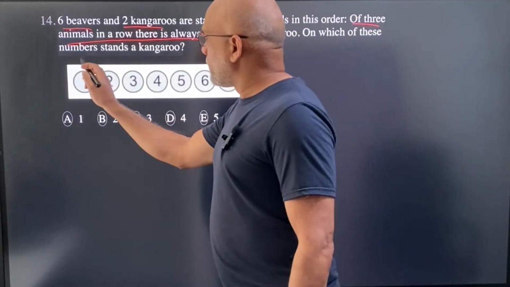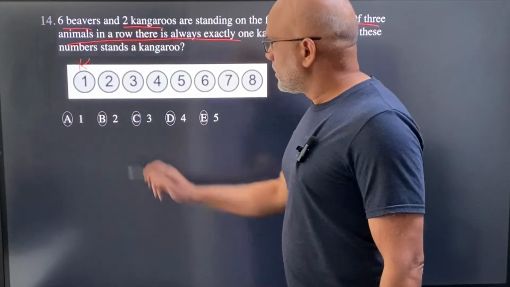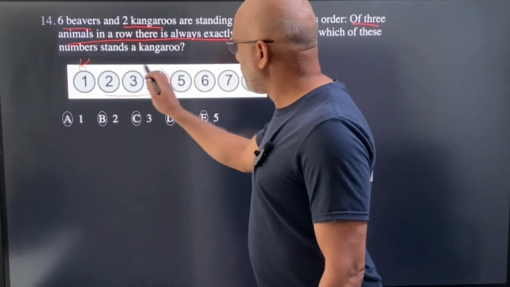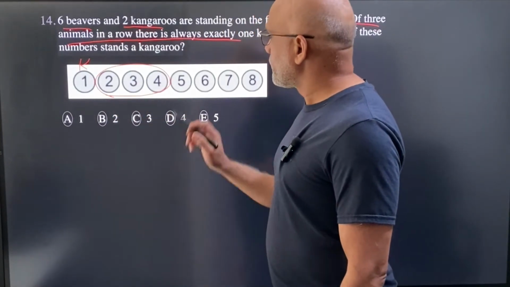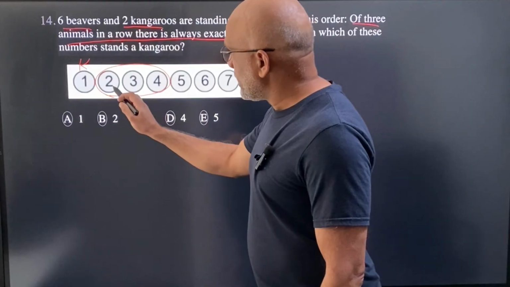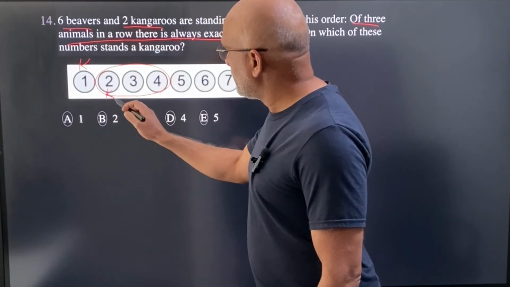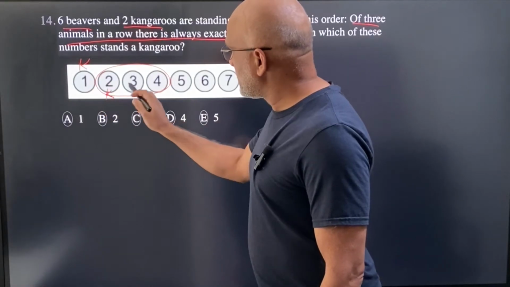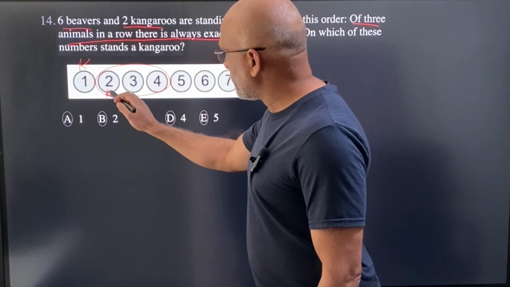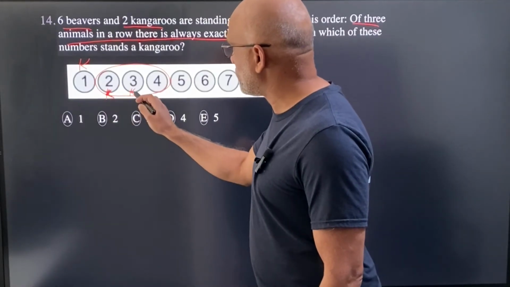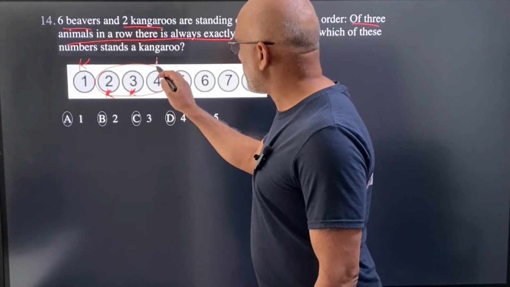Alright, so let me start putting 1 kangaroo here first. So this will cover for 1, 2 and 3. For 2, 3 and 4 though there is no kangaroo yet. So where can I put a kangaroo? If I put a kangaroo here, if I take these 3 there will be 2 kangaroos, right? So I cannot put a kangaroo here. Similarly I cannot put 1 here because if I take these 3 there will be 2 kangaroos. So the kangaroo has to go here.